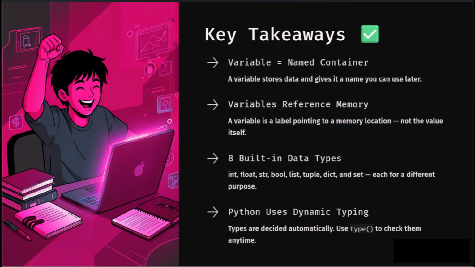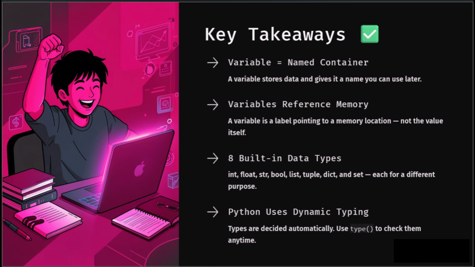Key takeaways. To conclude our session, let's review the key takeaways from today's lesson. Variable equals named container. Remember that a variable simply stores data and gives it a specific name that you can refer back to whenever you need it in your code. Variables reference memory. It is important to keep in mind that a variable is just a label pointing to a location in your computer's memory. It is not the actual value itself.